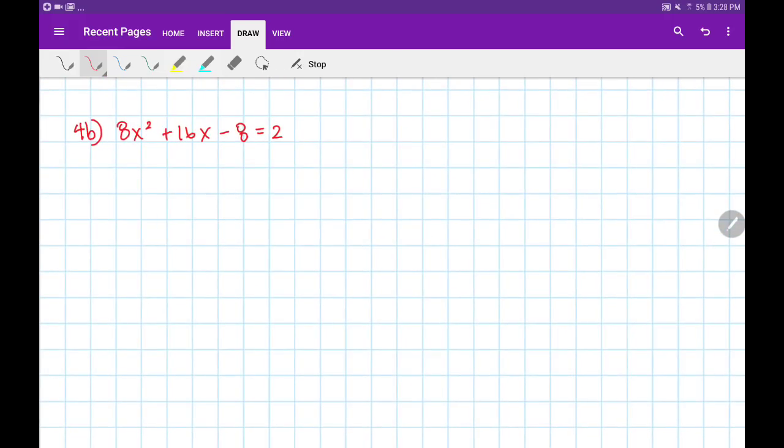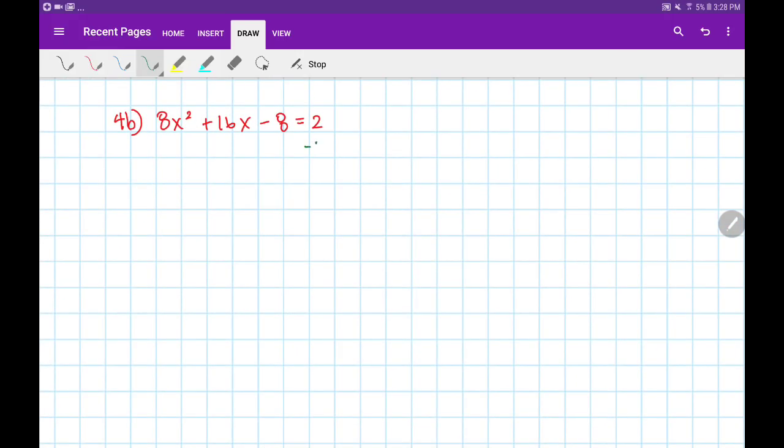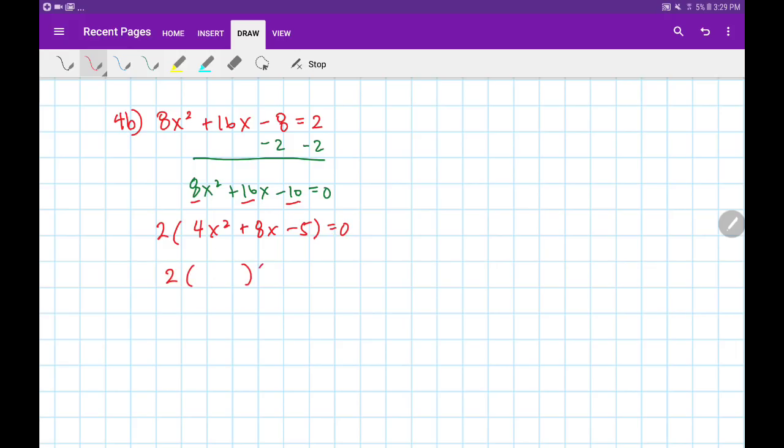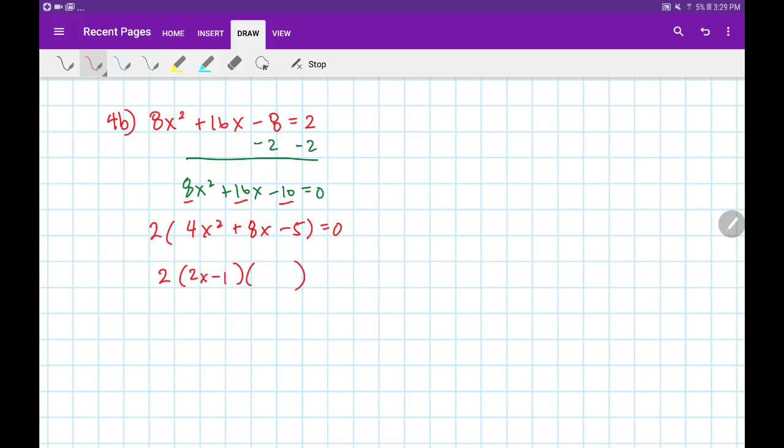Be prepared. For B, move everything to the same side first. 8x squared plus 16x minus 10 equals 0. And then notice that you can factor out at least a 2. I'll be left with 4x squared plus 8x minus 5 equal to 0. Now, whichever factoring method you use, you'll find that this actually factors into 2x minus 1 and 2x plus 5. Solving, you'll get x equals 1/2 positive and x equals negative 5/2 negative.